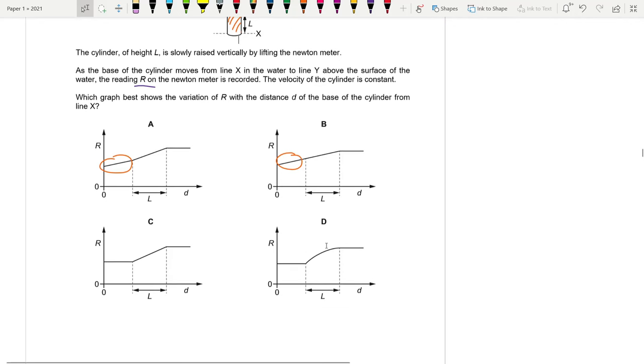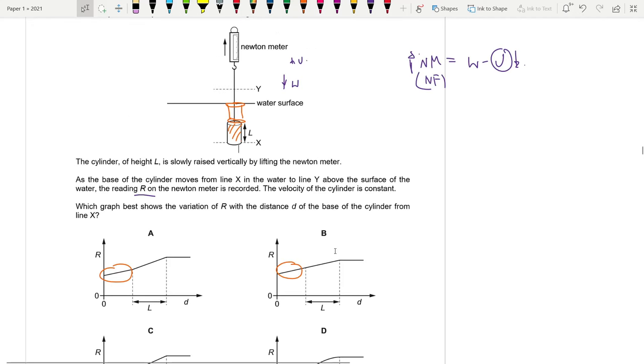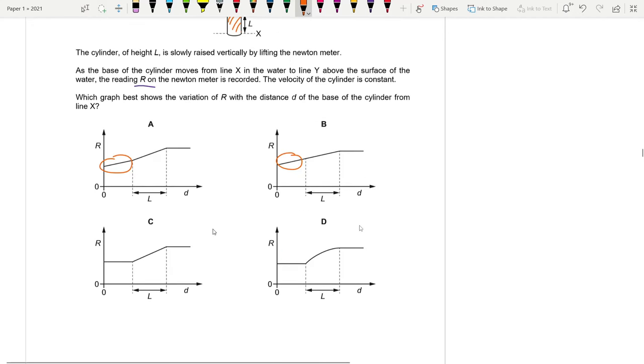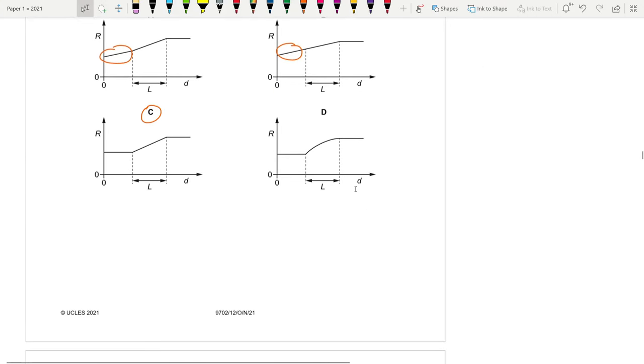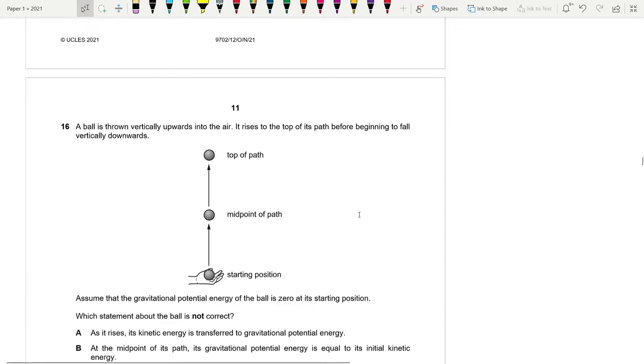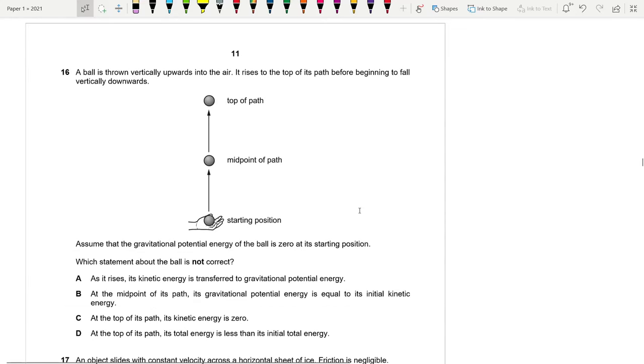Now the logic is it will be curved only if the cylinder accelerates. But since it's moving at constant speed, it will also uniformly increase. That's the logic behind this. That's why C is the best answer. Hope you get it. For 16, a ball is thrown vertically upwards into the air.